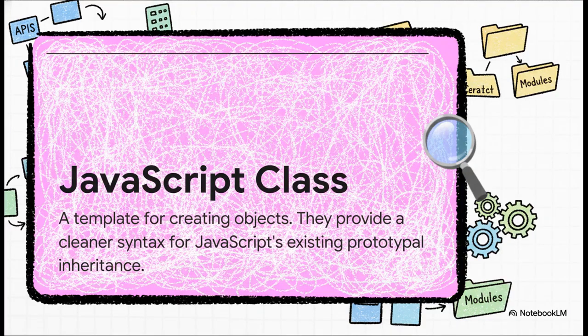You define the properties and the methods an object should have, and then you can stamp out multiple instances of that object. Each one has its own data, but they all share the same structure. It's really just a cleaner syntax for something JavaScript has always done with prototypes, but it gives us this predictable, reusable structure that's just way easier for teams to understand and maintain.